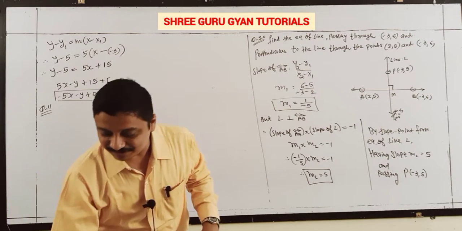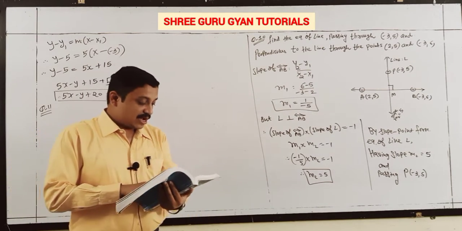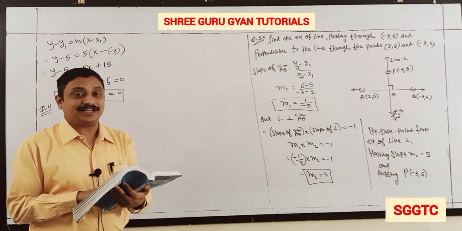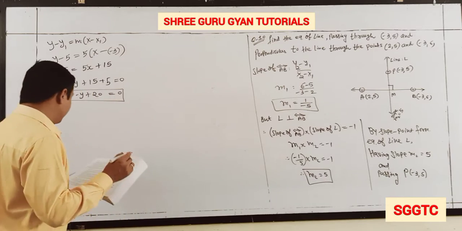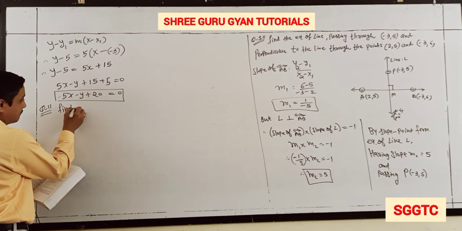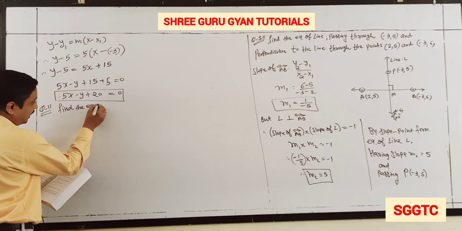Now continue with question number 11. Number 11 also, students, is a very easy numerical. A line perpendicular to the segment joining two points and dividing it in the ratio 1:n. Find the equation of the line.